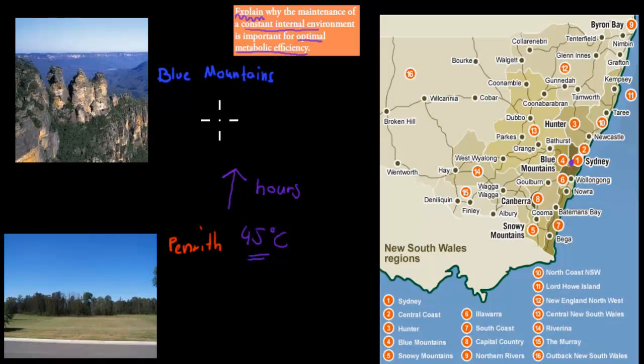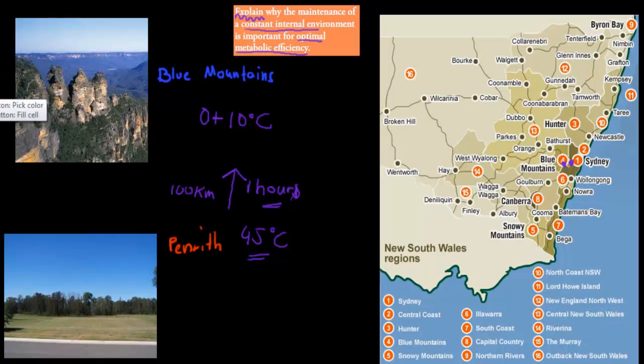And in the Blue Mountains, during summer, it can get to anywhere from 0 to 10, and depending on where you are, it can get even higher. But let's say you're quite high up and it's 0 to 10 degrees in the Blue Mountains. And the Blue Mountains are around about here on the map. So that is only about 100 kilometers from Penrith to the Blue Mountains, and it'll take you about an hour. So we go from 45 degrees Celsius in Penrith to about 0 to 10 degrees Celsius in the Blue Mountains.